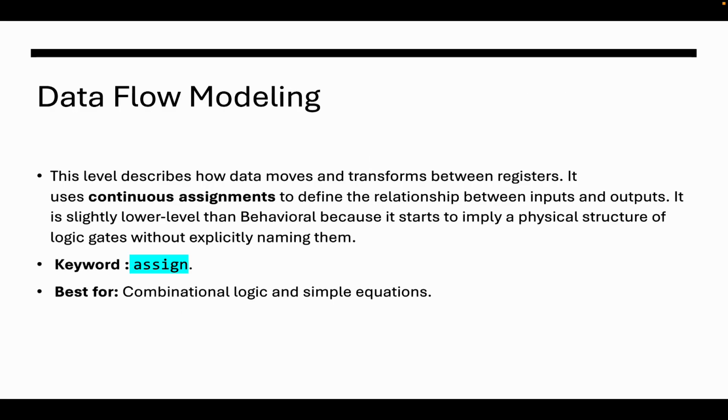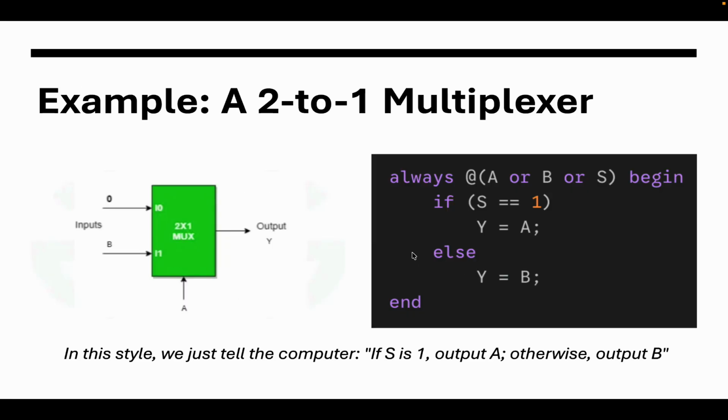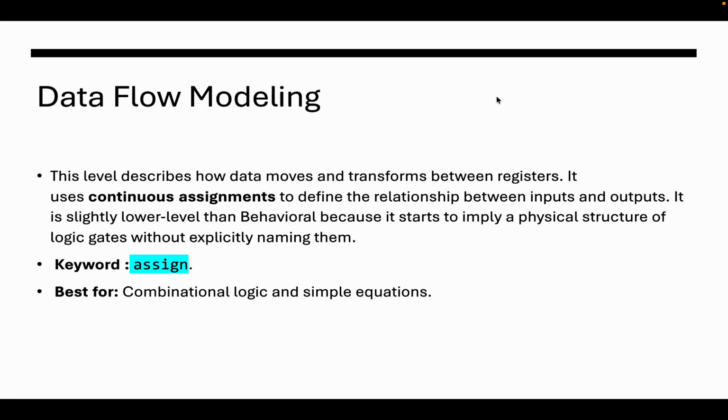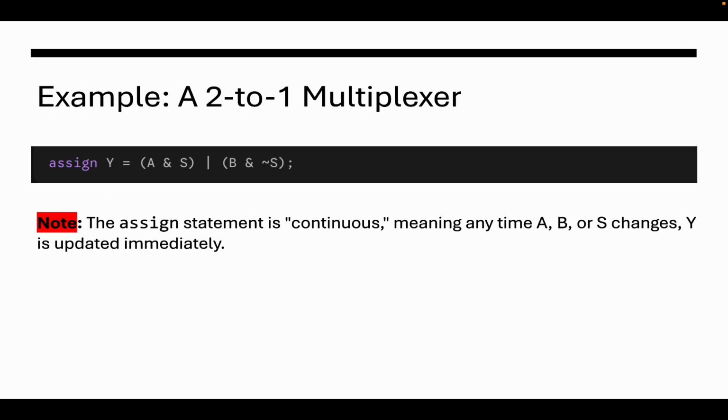In data flow modeling, this level describes how data moves and transforms between registers. In this, we use continuous assignment. Earlier, we used to have procedural assignment inside an always block. But here, it's a simple continuous assignment. This is used for combinational logic and simple equations. Let us see how it works.